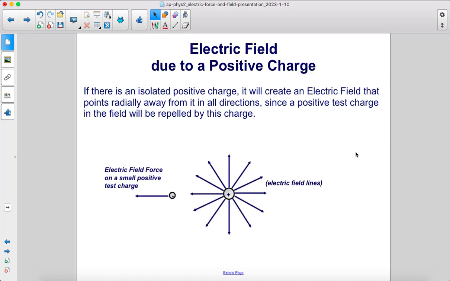If there is an isolated positive charge, it will create an electric field that points radially away from it in all directions, since a positive test charge in the field will be repelled by this charge. So here's our main charge creating a field, here is our test charge, and if we place it right here, it will be pushed this way, in the direction of the electric field line. In real life, this would be in 3 dimensions, not just 2 dimensions.